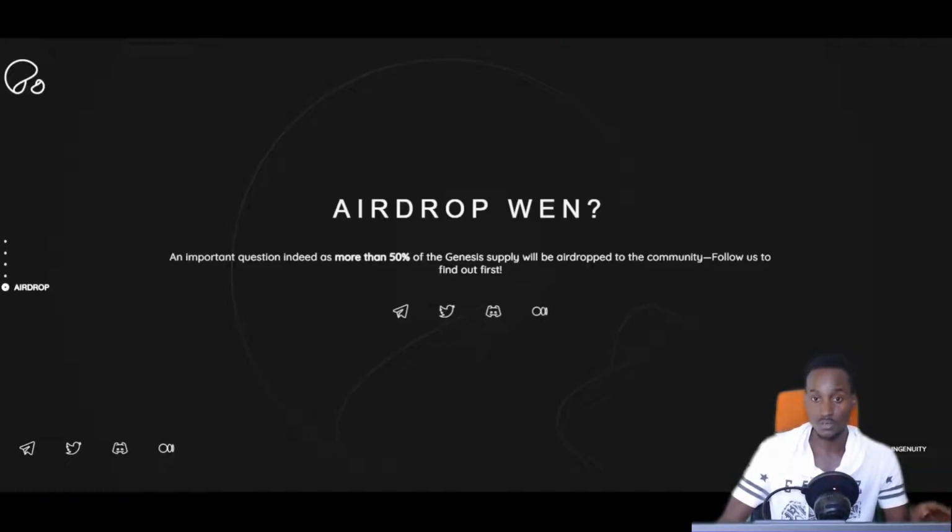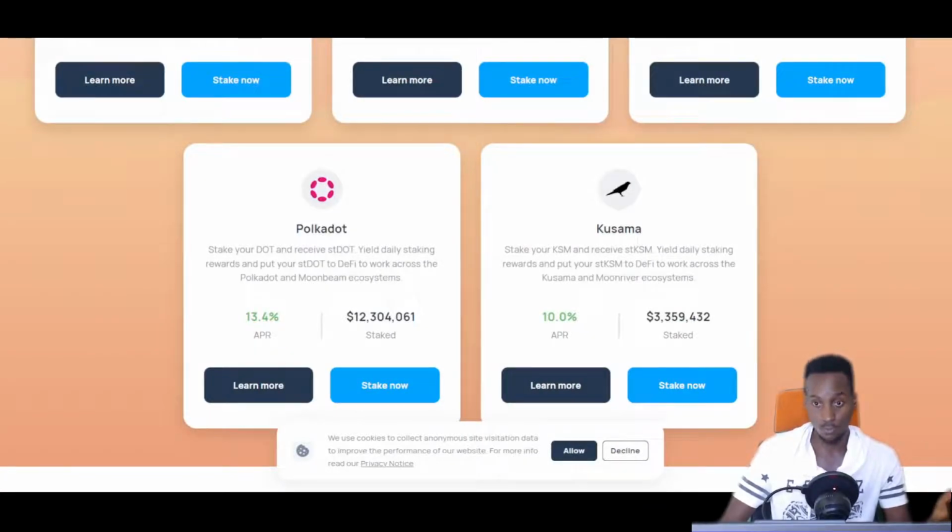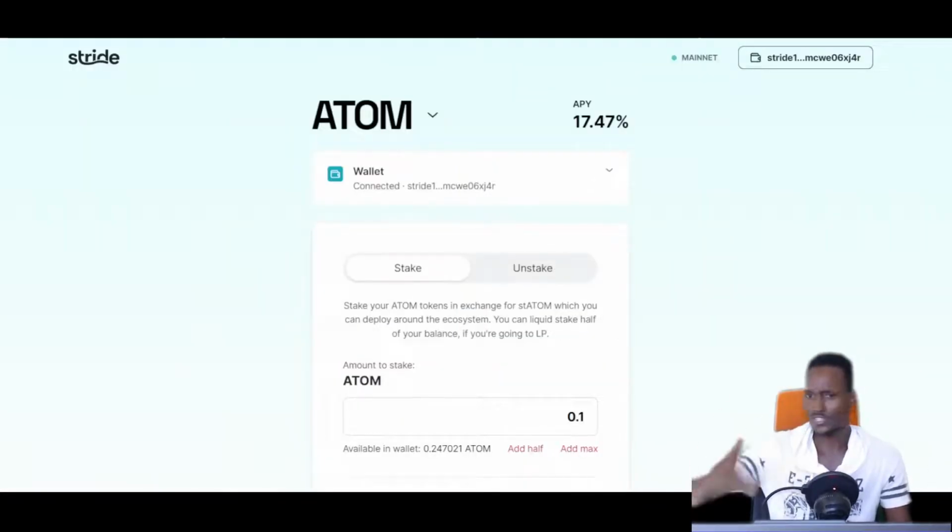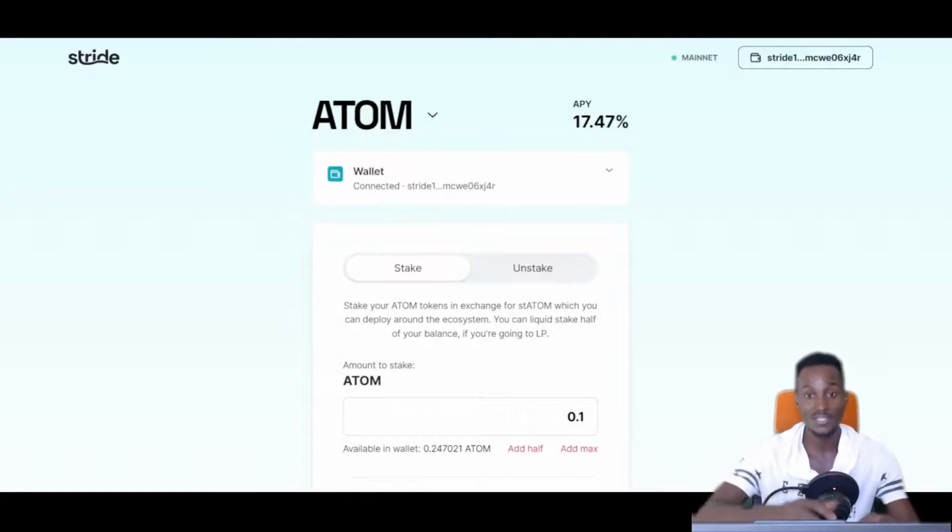So we looked at Quicksilver, we looked at Lido Finance, most of you know what that is. So we're going to look at Stride, which pretty much does the things we've been talking about, but they actually have a platform that I can use.